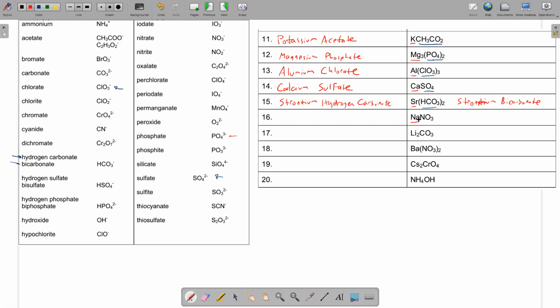NaNO3. So you've got to find, well, sodium's on the periodic table. It's just sodium. And then the NO3 is nitrate. NO3 right up here. Sodium nitrate. So that's how the names of them go.